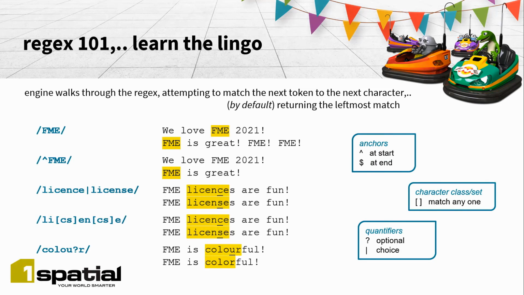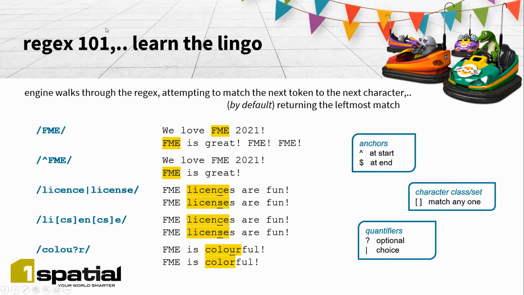So we've got some regex defined on the left and our text strings here that we're searching. And a regex engine walks through the regex token by token, attempting to match the next token in the regex to the next character in the string. And it's always returning the leftmost match. So once it finds its first match, it stops, it doesn't continue any further. And you can, of course, add more complex regex to find other instances, but that's for another day, really.